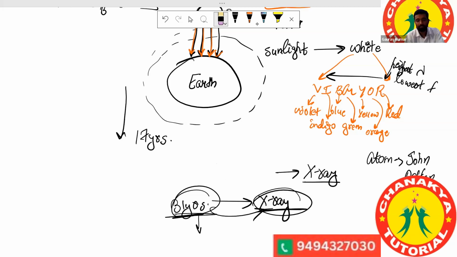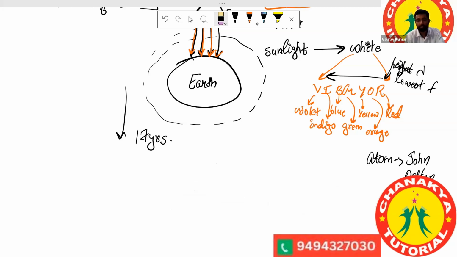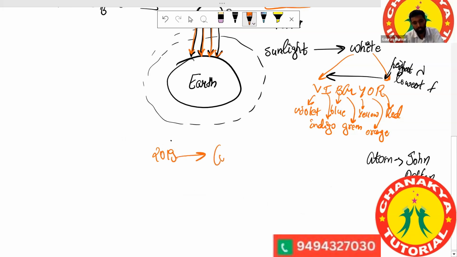Let's say you are living in 1800. You go to 2019, don't worry. So what happened in 2019? There was COVID, right?